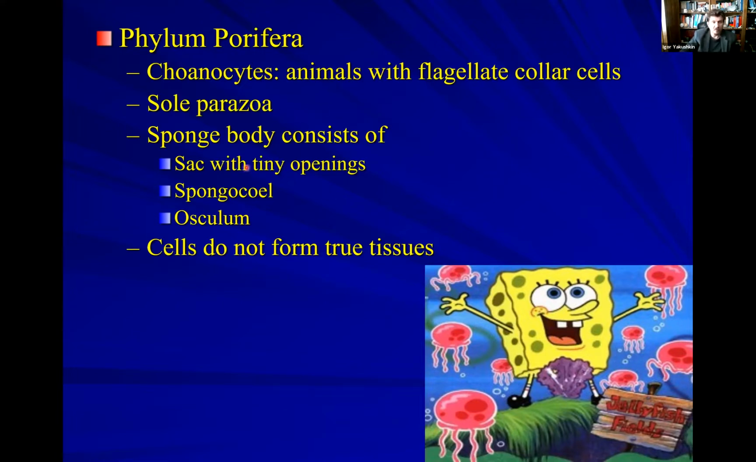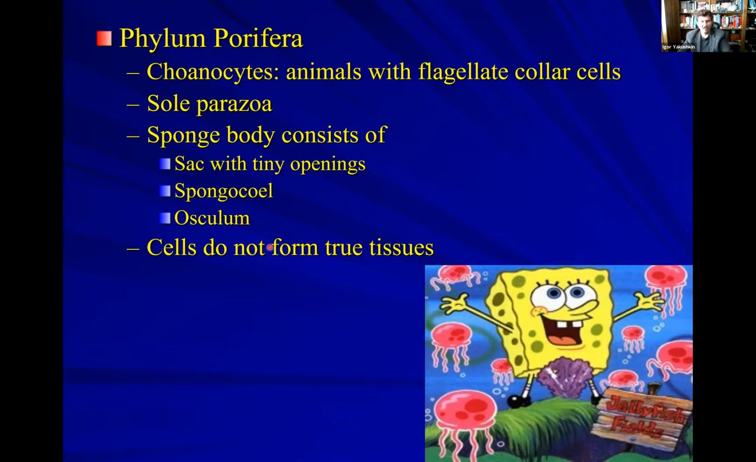So SpongeBob's body will consist of a sac which has a tiny little opening. So the sponge sucks in the water, releasing it through the opening on top, known as the osculum, and we'll discuss that momentarily. And whatever is captured, we're talking about small algae, bacteria, etc., the sponge will try to digest. Cells do not form tissues.